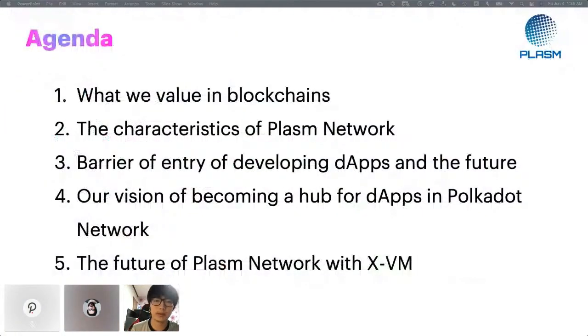This is today's agenda. First, we'll start with the value for blockchains, or at least what we think is more valuable for blockchains, and the characteristics of Plasm Network. Then we'll talk about the barrier of entry when it comes to developing dApps, and what the future holds. Next, we'll talk about our vision of becoming a hub for smart contracts or dApps within the Polkadot network. And finally, we'll end with our future for what we call XVM. And yes, this word XVM will be explained soon.